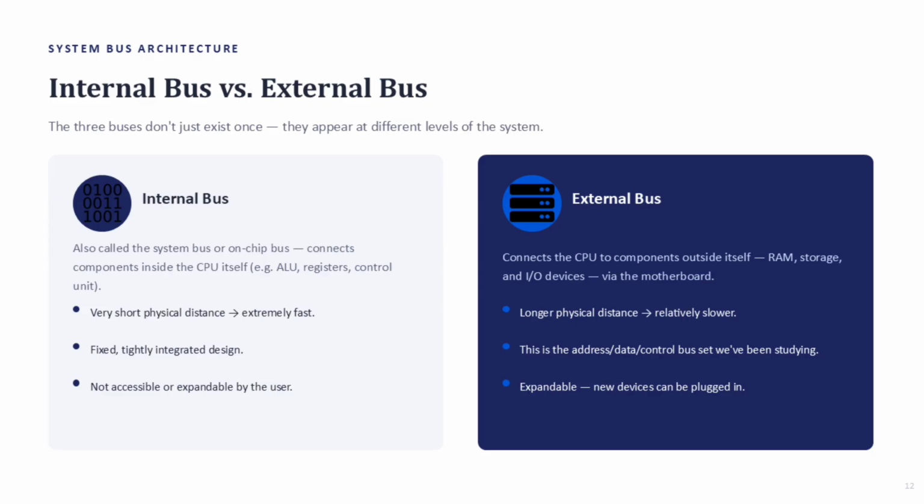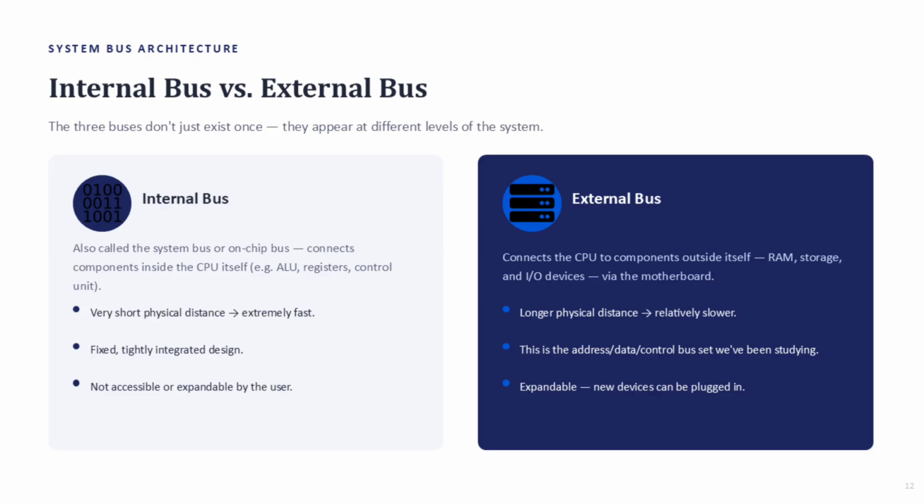Let's begin with the internal bus. As the name suggests, an internal bus exists inside the processor itself. It connects the CPU's internal components such as the ALU, control unit, and registers. Remember the internal high-speed bus we just saw in the previous diagram. That's exactly what we are talking about here.